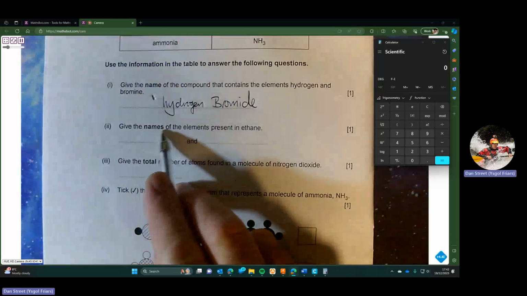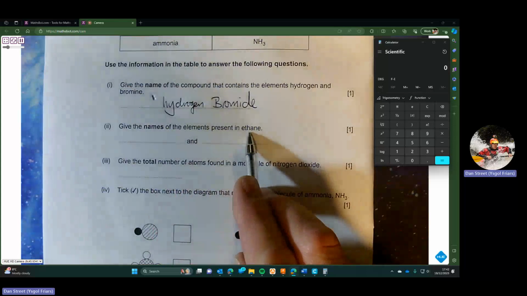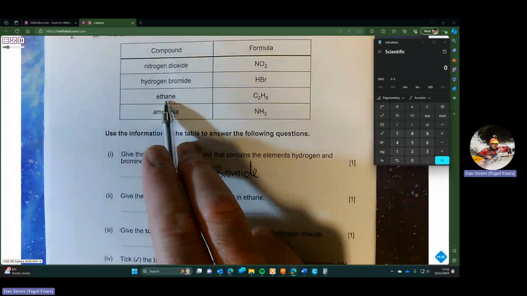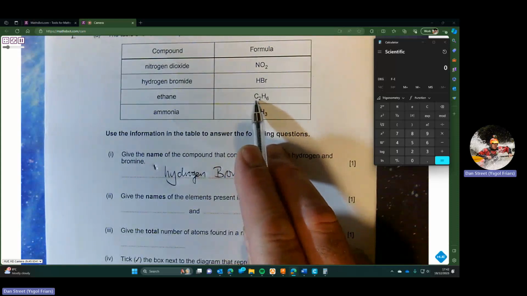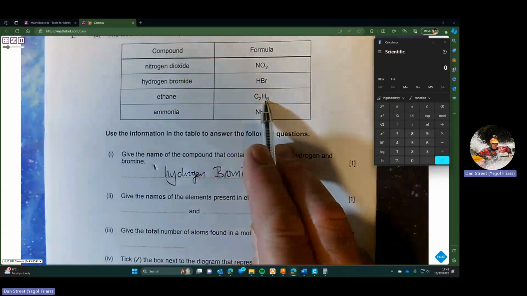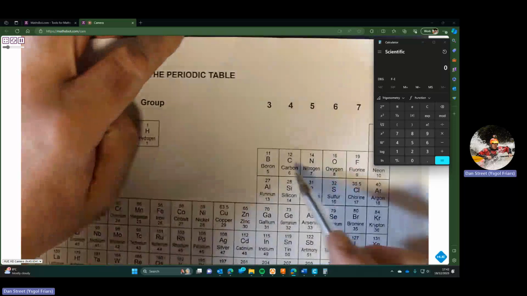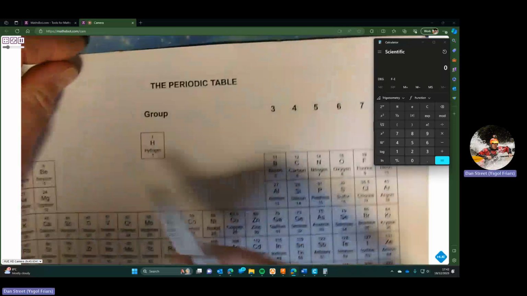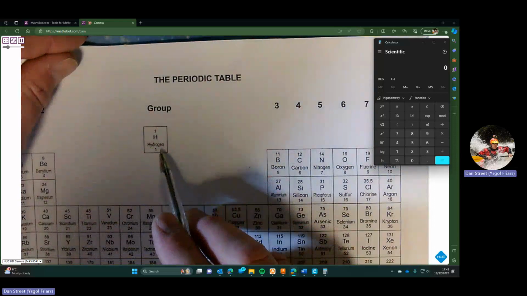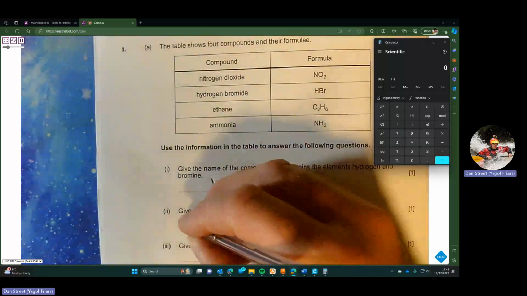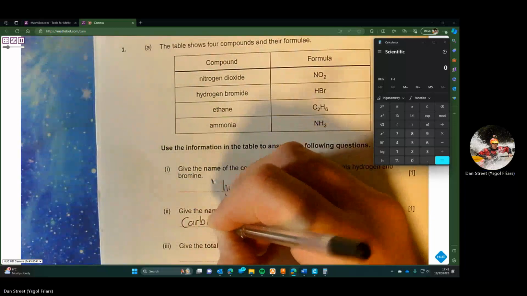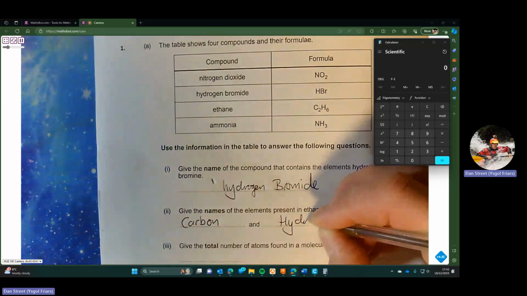The next question asks for the names of the elements present in ethane. Okay, so this is ethane here, and the ethane contains 2 letters. We can ignore the numbers for this question because we're just interested in the elements, C and H. So again, if we turn to the back page where we find the periodic table, if we're not sure, we can find that the letter C is carbon and the letter H, which you've already seen in the previous question, is hydrogen. Okay, so the answer there is carbon and hydrogen.